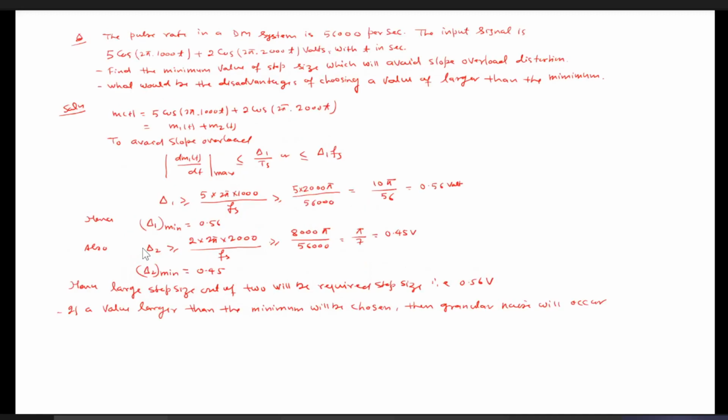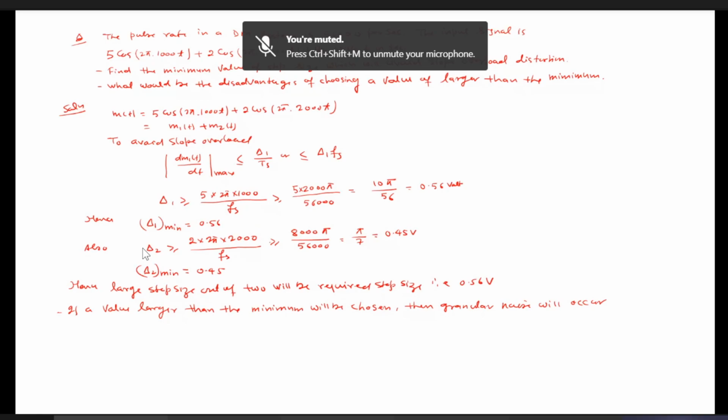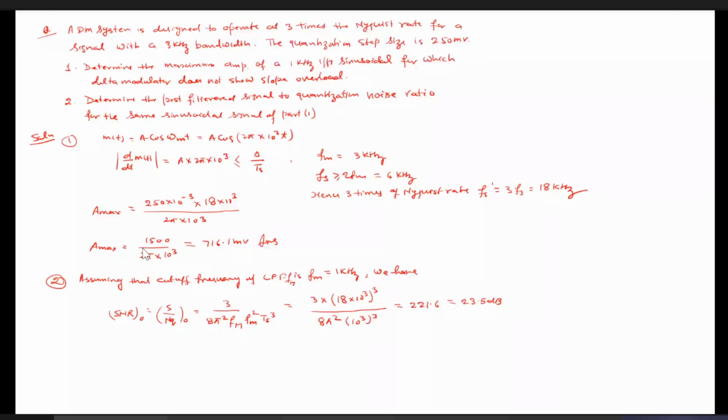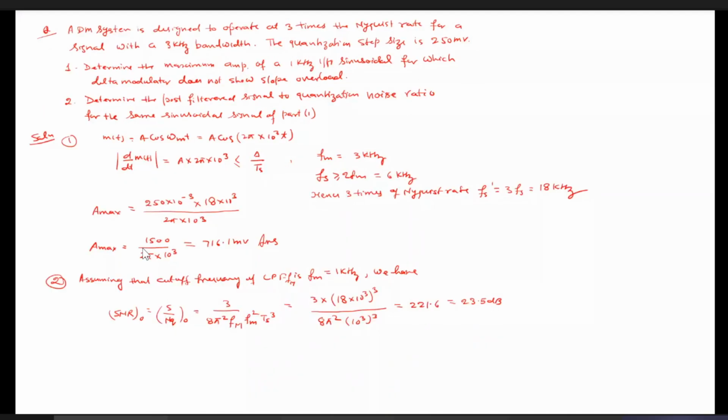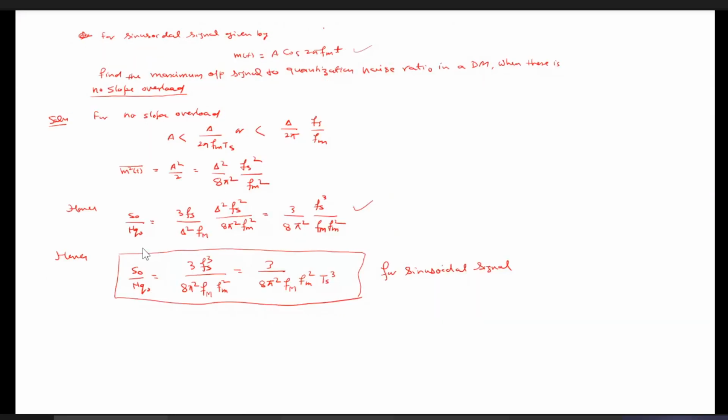So let us end our discussion here. In the next class, I will discuss two to three numerical questions based on delta modulation. Then I will be able to finish adaptive delta modulation very quickly, because I have already discussed most of it: its advantages, that it reduces the granular noise and reduces slope overload distortion, and then the main block diagram. That will be in this module 1, so in the next class I will be discussing these slides.